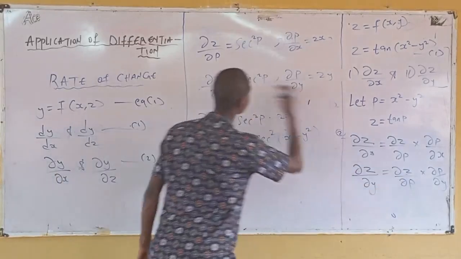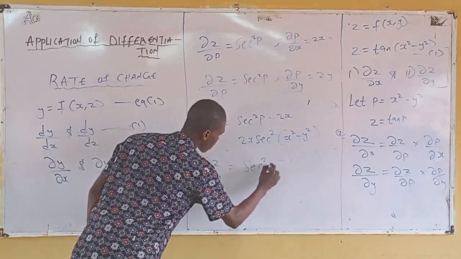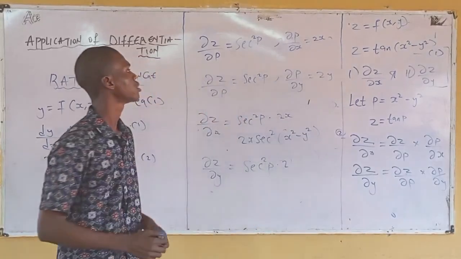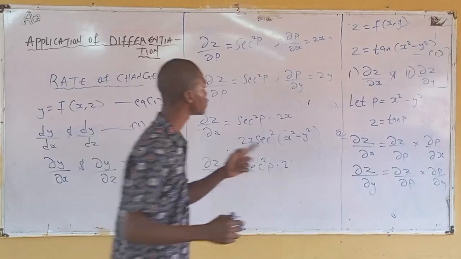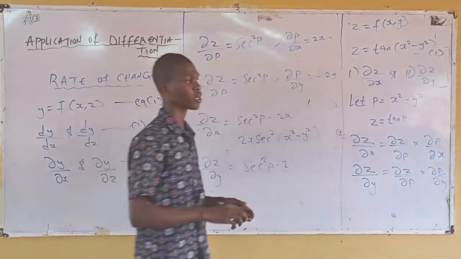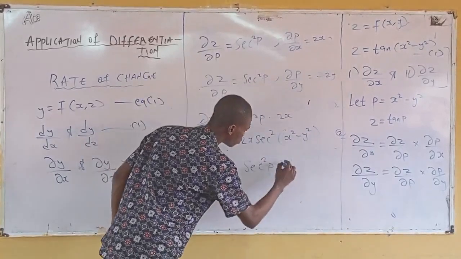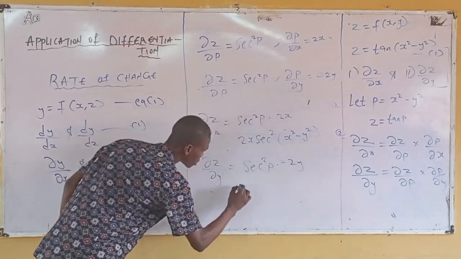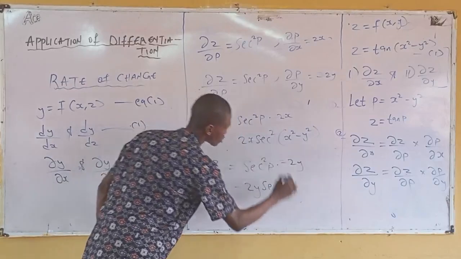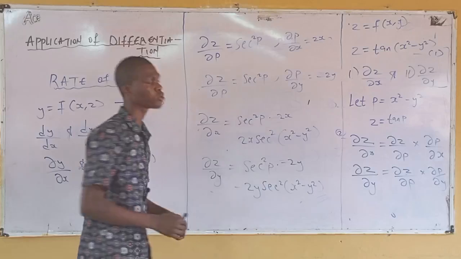Similarly, the partial derivative of z with respect to y, that's what? Okay, same sec squared P, right? Dot, now telling me 2y is wrong. Negative 2y. Hope you observe that. Negative 2y. So this is negative 2y sec squared, all in brackets. Substitute the value of your P, x squared minus y squared. And you are done with this question.